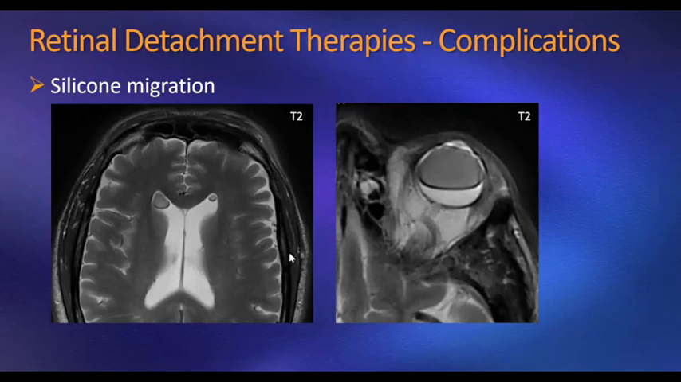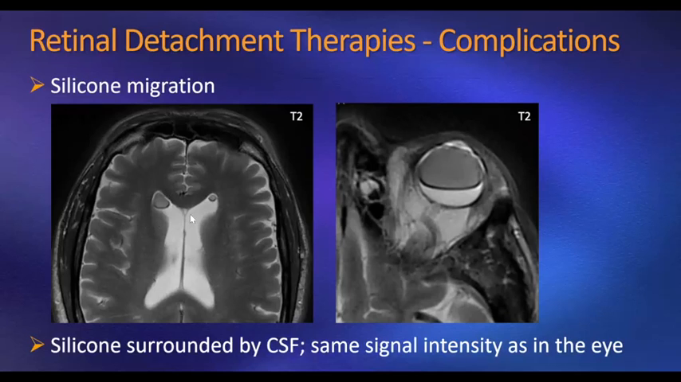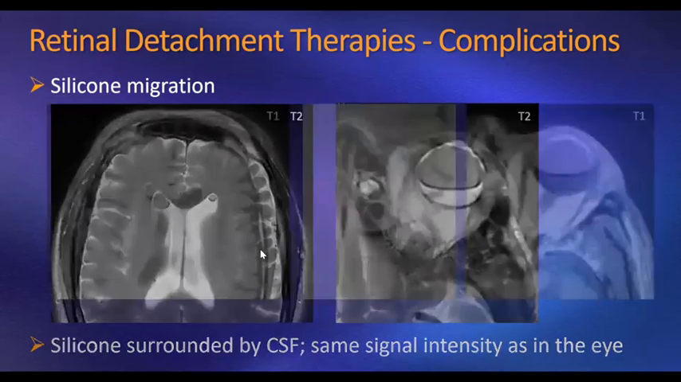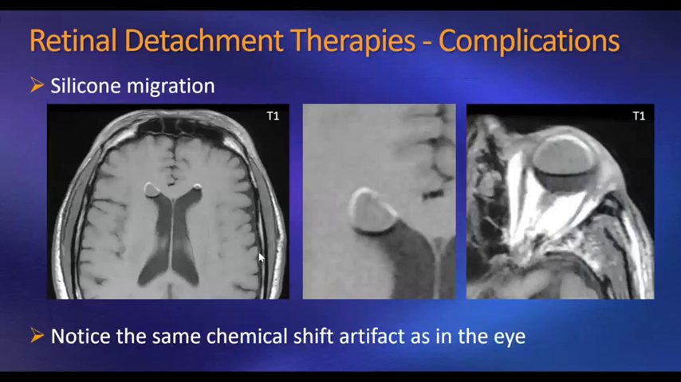as in the orbit, but it also is surrounded completely by CSF and does not look like it's ependymal in origin. In addition, don't forget to look for the chemical shift artifact with a bright band anteriorly and dark band posteriorly that is even better appreciated on the magnified images and looks very similar to the chemical shift artifact characteristics of the intraocular silicone.